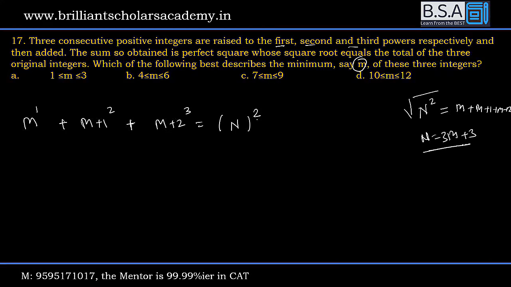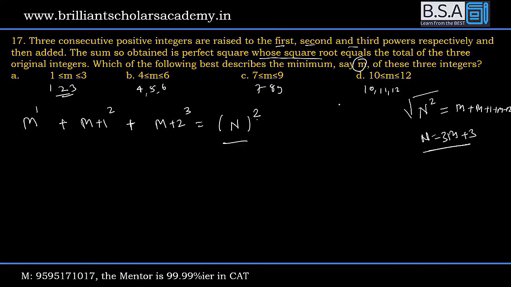Make sure you understand what is written here. The sum so obtained is a perfect square. This is called a perfect square, n square. Whose square root, n square's square root is n, equals the addition of the original 3 numbers. Now see, they are trying to hide from you the options. This option contains 1, 2, 3. This option contains 4, 5, 6. This option contains 7, 8, 9. This option contains 10, 11, 12.